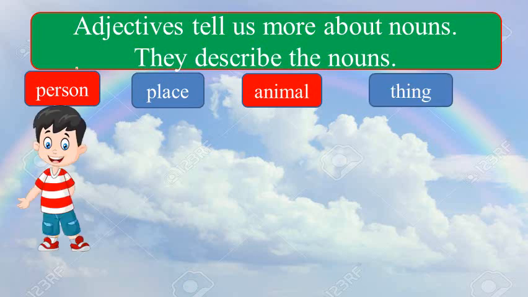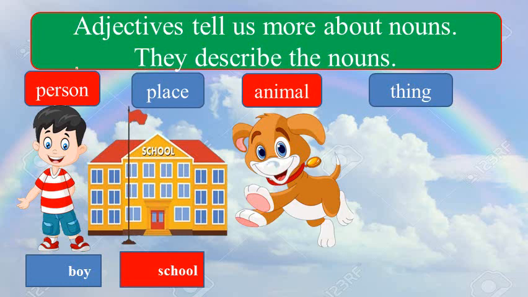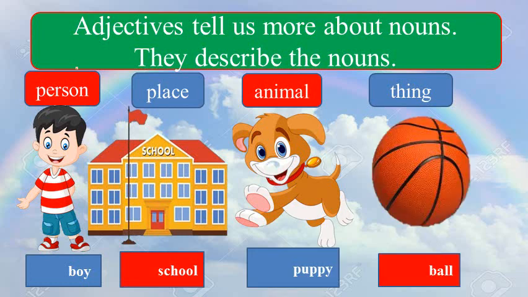Now look at the person. Boy, place, school, animal, puppy, thing, ball. Now look at the person, boy. You want to tell something more about the boy: that he is a beautiful boy, handsome boy, tall boy, short boy. So all these words will describe the boy. Tall, short, handsome, beautiful. We call them adjectives and they are describing the noun boy. Like good boy. Good is an adjective.